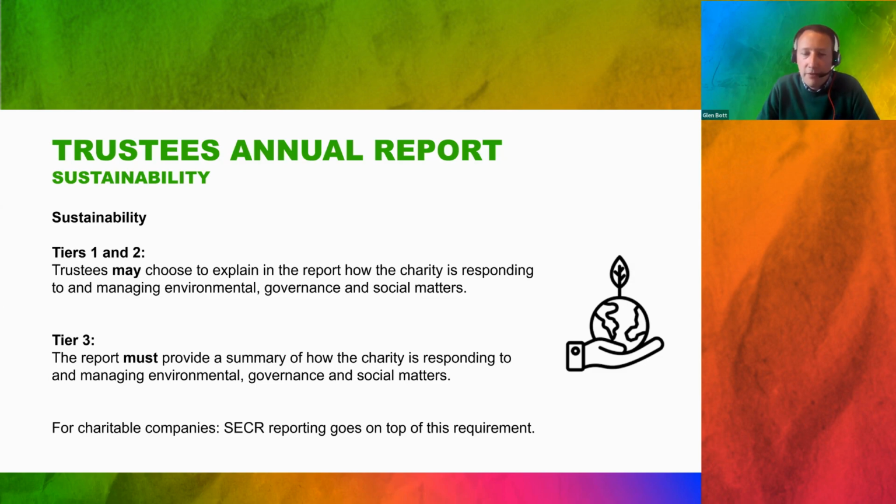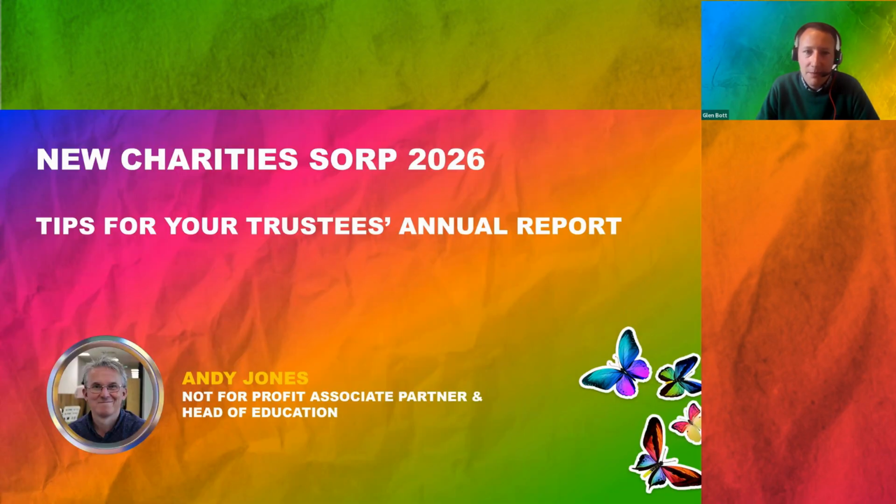But that was a very quick run through of each of the main headings within the trustees report, very much highlighting that which tier you're in will impact how much information you need to include in each, but also letting you know the differences and changes from this year. And I'm now going to hand over to Andy, who's going to give you some more practical tips of how you then make sure your trustees report does comply with all of those items.